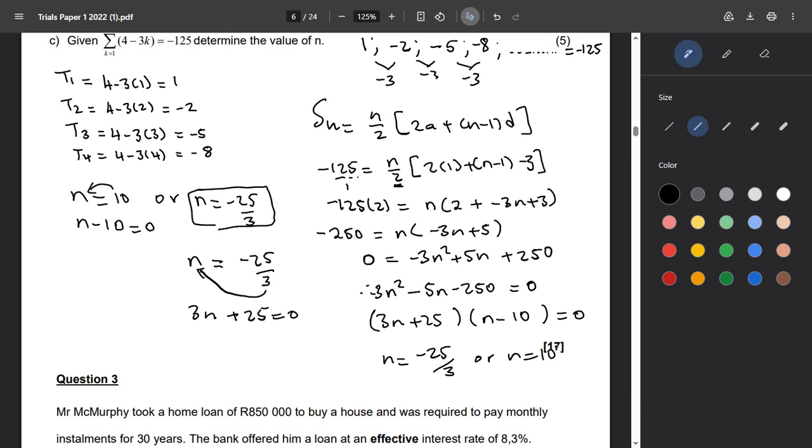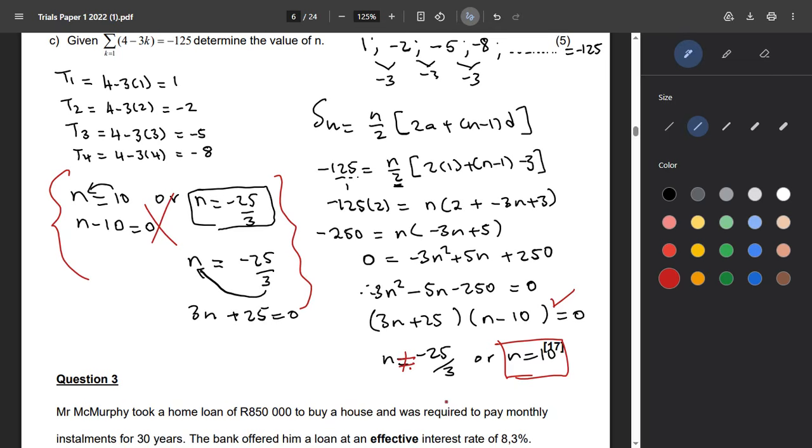Then that's when you can write and say n is minus 25 over 3, or your n is 10. Trust me. You don't want to use the quadratic formula. I'm just showing you how to find the factors using the quadratic formula. Don't show this in your steps. Don't show the quadratic, because there's a mark for finding the correct factors, and they'll give you a mark. Remember, your n must not be negative. So I'm going to reject this one. So the correct value of n must be equal to 10.